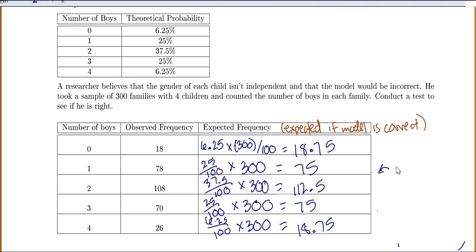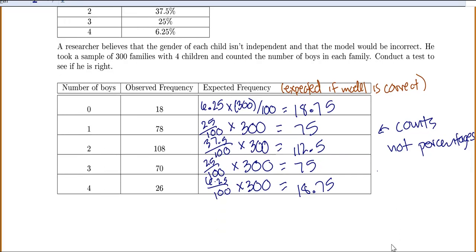Now it is important here that these are counts, not percentages. You can't just write in the percentages that we were supposed to get. You have to change the percentages to counts. Now notice that each one of these numbers is bigger than 5. Each of the expected counts is bigger than 5, so we can go ahead and do the test.